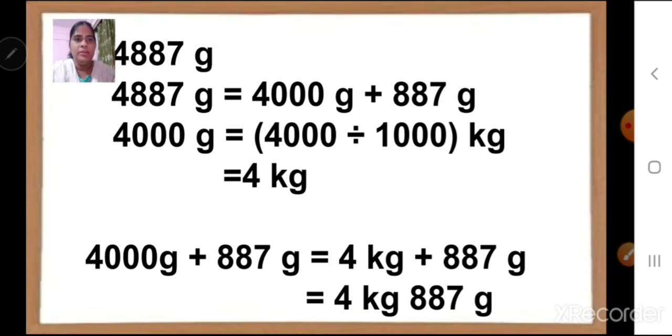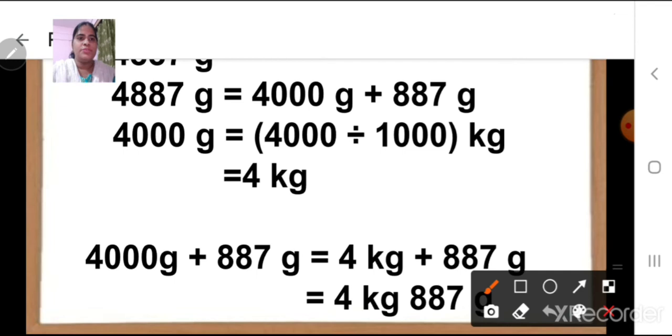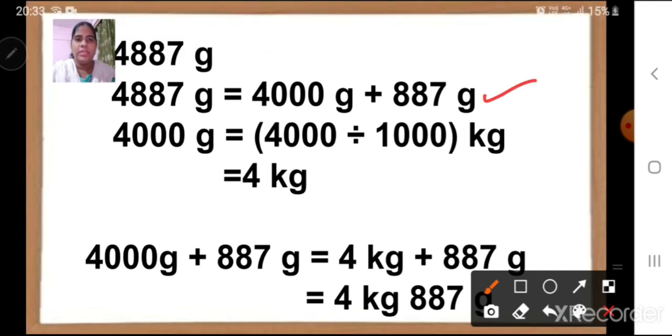See children, here the same way, first we have to expand the number, then we will convert 4000 gram into kilogram, then we are going to replace this 4000 gram with kilogram and we can write the final answer. Okay.